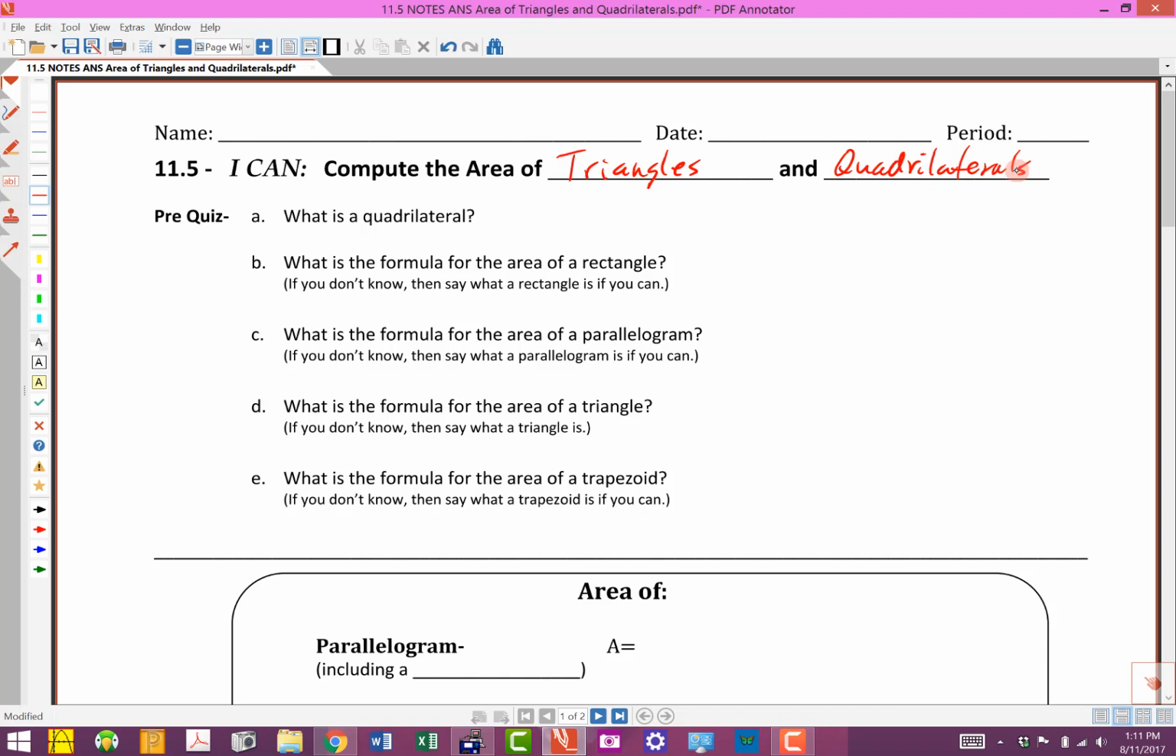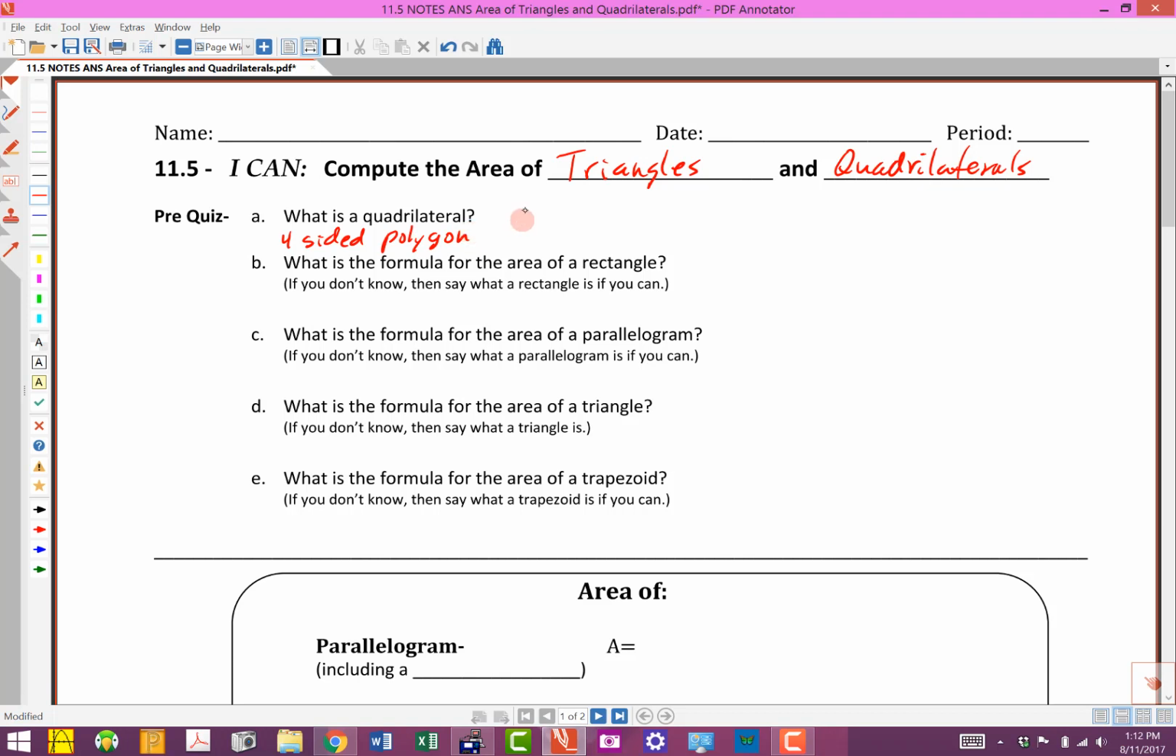Now, I would imagine that you've run into several of these things before. Hopefully you know what a triangle and a quadrilateral is. So that's the first question here. What is a quadrilateral? Well, the key word there is that prefix, quad. Quad means four, so it is a four-sided polygon. Poly means many, and gon means sides, so it's got four sides.